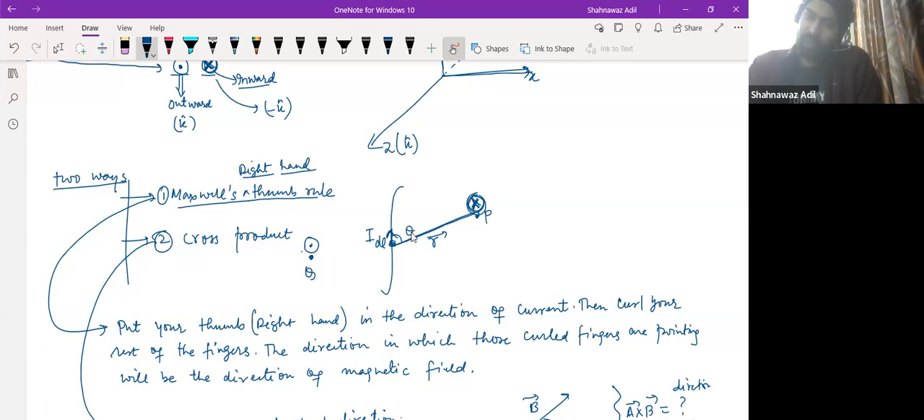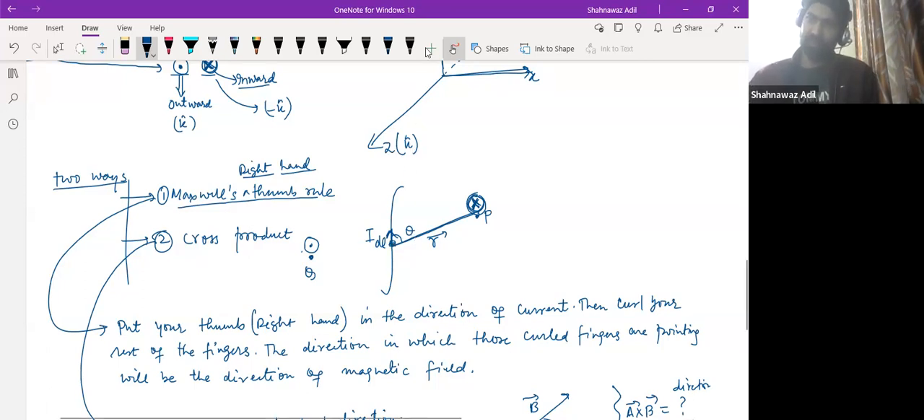If you put your palm in such a way that your fingertips are directing towards dl and your palm towards r, then if you curl your fingers, what is the direction that your thumb is pointing out? Do this and tell me. Yes, sir, my thumb should point downward. Yeah, that should point downward. That is the correct answer. Did you get that?